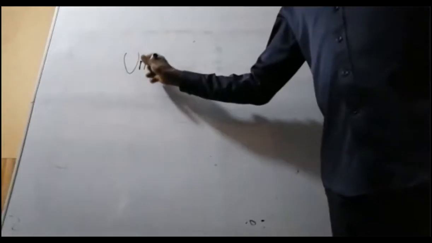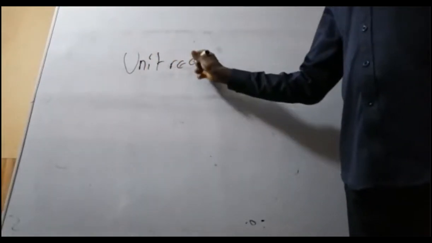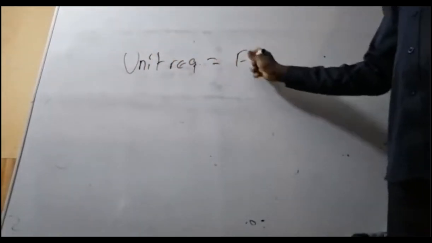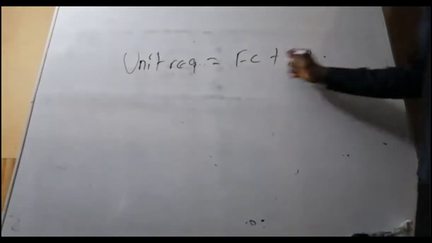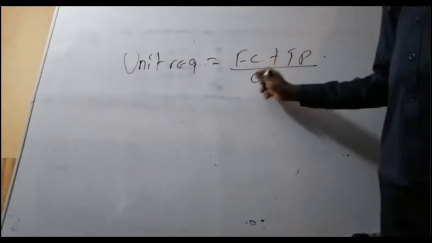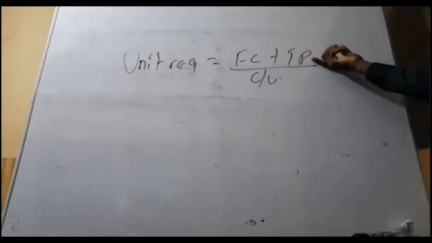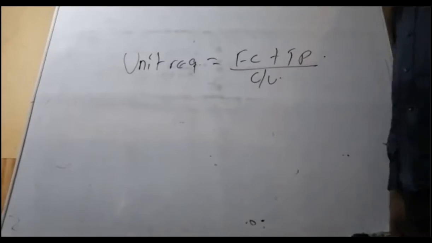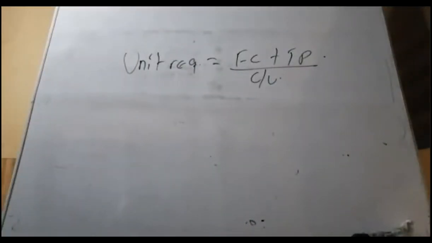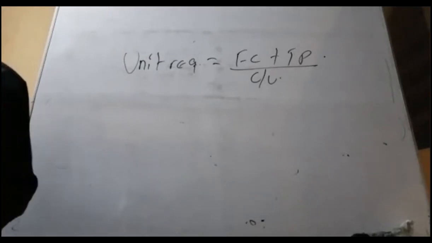Now, so units required will be equal to my fixed cost plus target profit all over contribution per unit. That's all. So go to the question. What's the fixed cost? What's the target profit? What is the contribution per unit? Then put them together. Okay. I'm still waiting for my answer.